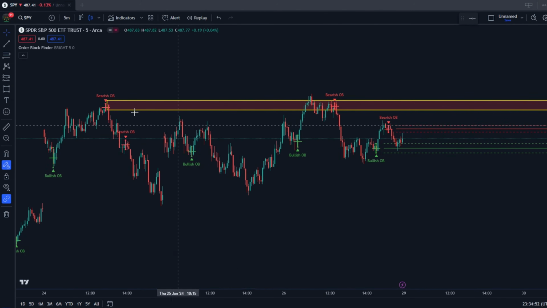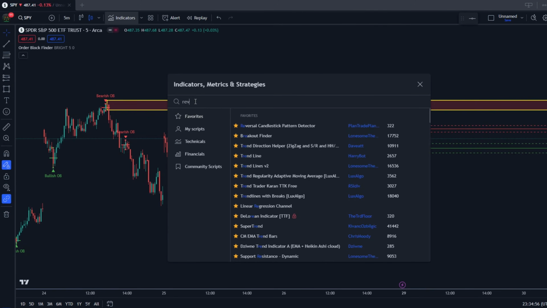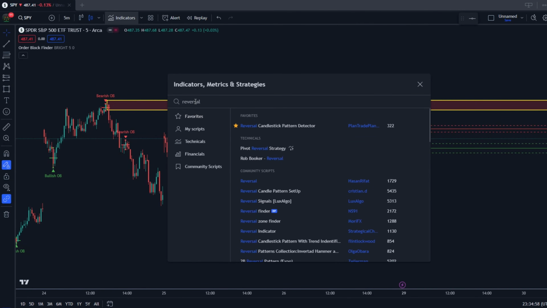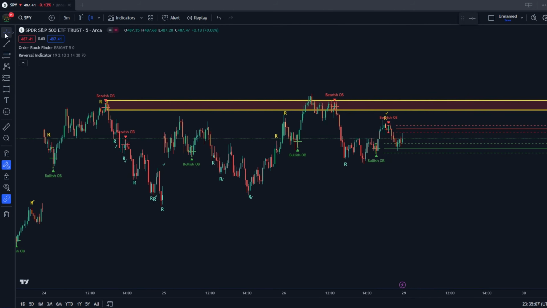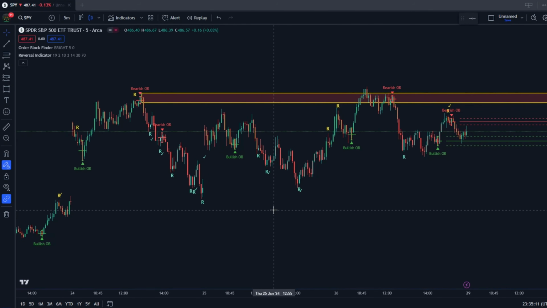All right, so what we're going to do is go straight up to the indicators tab. We're going to type reversal, and we're going to be looking for the reversal indicator by Strategical. Let's click that. And now we have the indicator on the screen, and what we're looking at here is areas of potential reversal using price action, right?